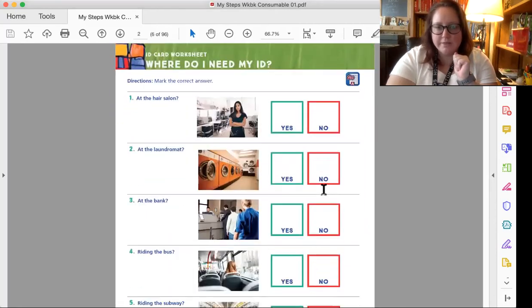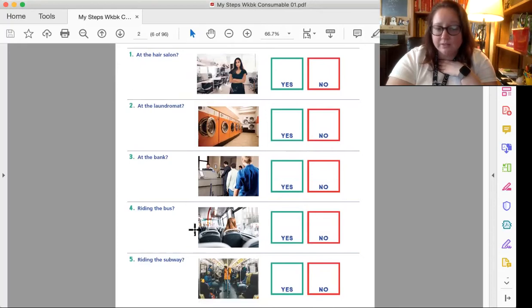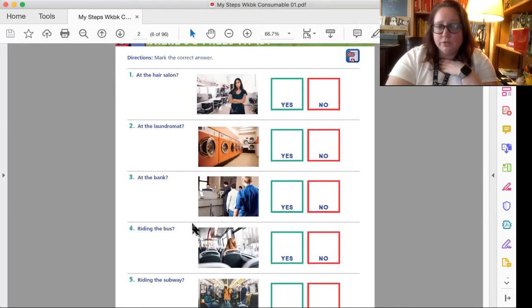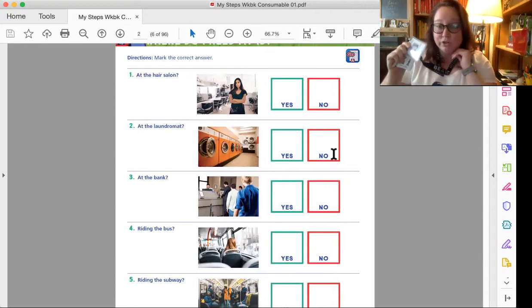But also, there are pages about where you might use your ID. So this is page 2 of your workbook. Where do I need my ID? Are you going to need it at the hair salon? At the laundromat? At the bank? While riding the bus? And riding in the subway? These are very personal answers, but in general, what we're practicing here is being able to answer yes or no, and knowing that you need to have your ID card with you.